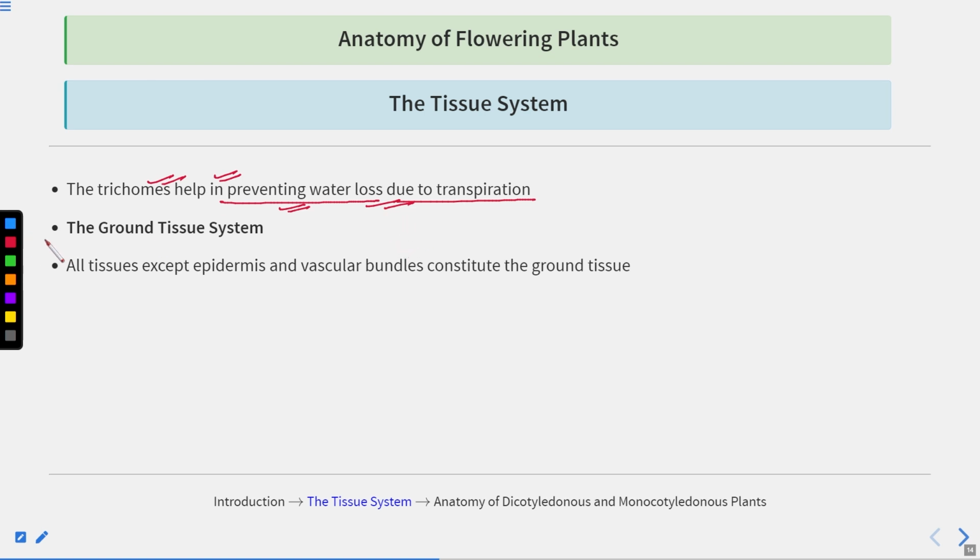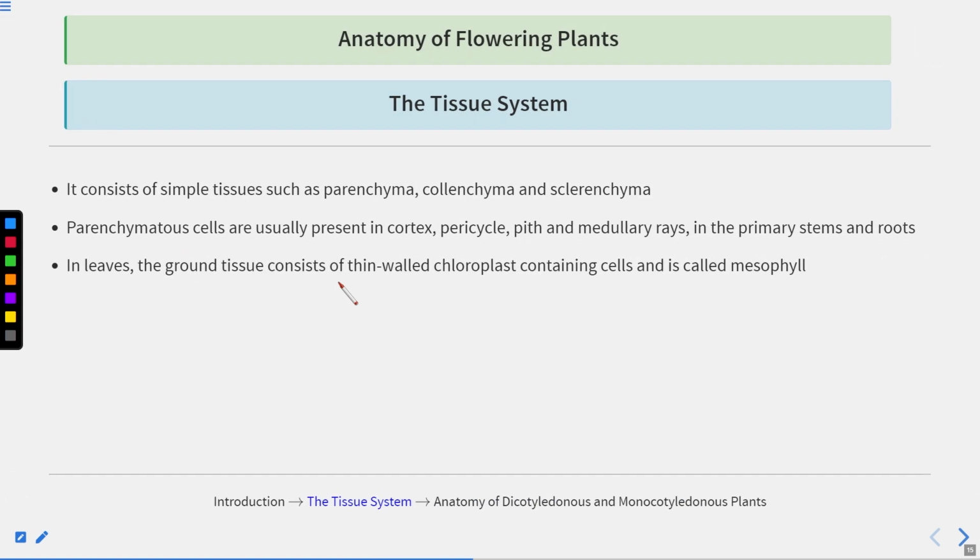Now we have the ground tissue system. All tissues except the epidermis and the vascular bundle constitute the ground tissue. So leaving out the epidermis and the vascular tissue, whatever tissue is present in between is called the ground tissue. So let us see the ground tissue. It consists of simple tissues such as parenchyma, collenchyma and sclerenchyma.